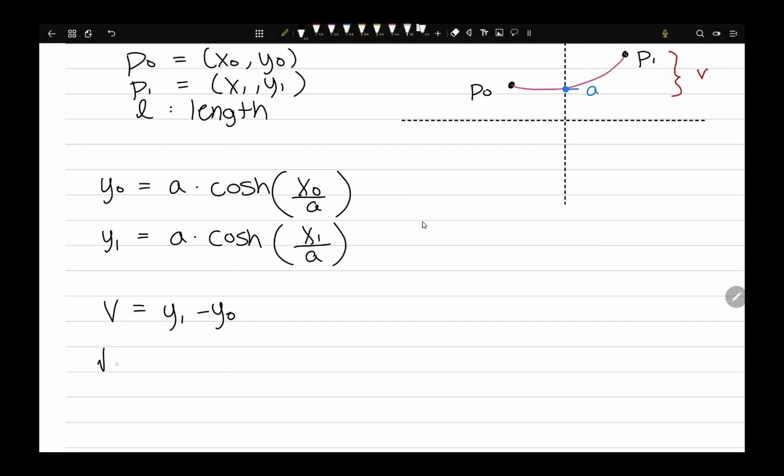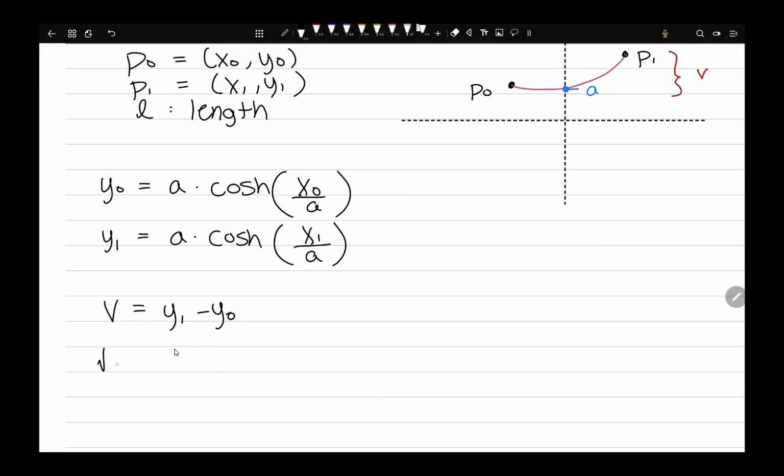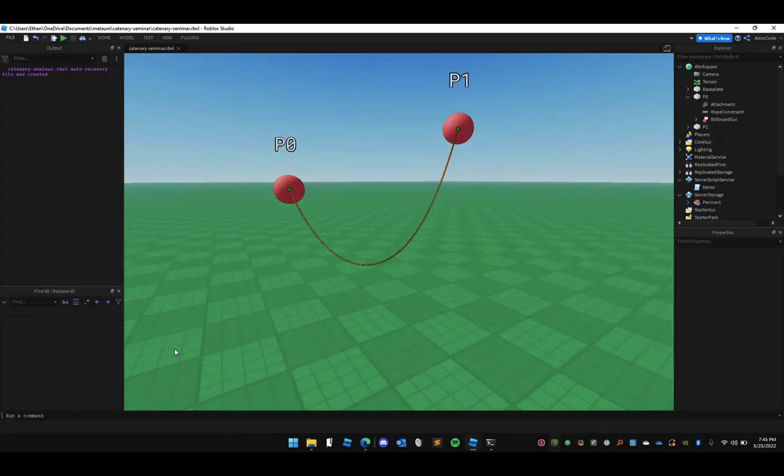Sorry, Ethan, I can't see what you're writing. Maybe the screen is frozen for me or something. Are you writing something? Oh, yeah. Let me try resharing. Okay, I can see Roblox Studio now.